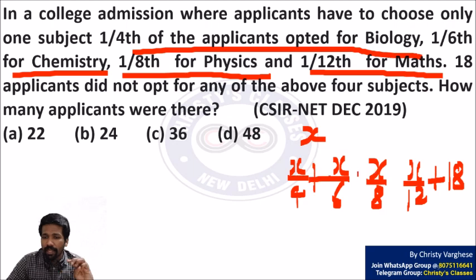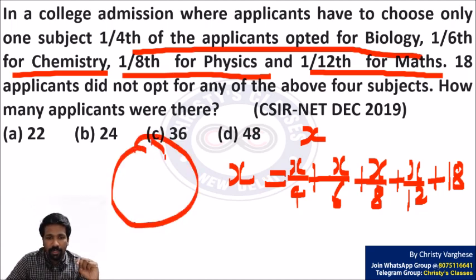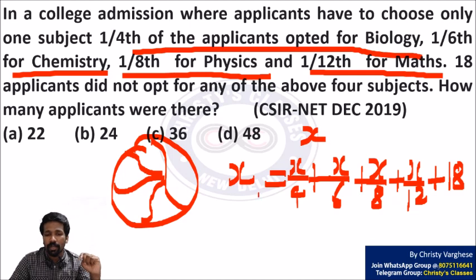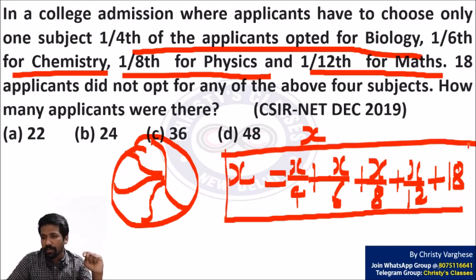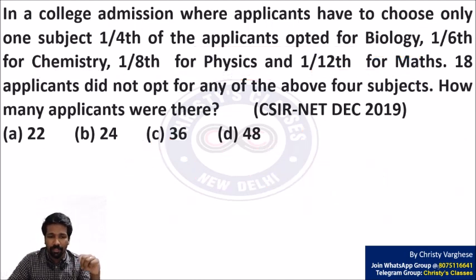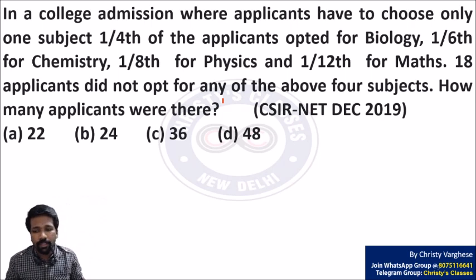Adding all these up, you should get the total x applicants, because you are taking x applicants and partitioning them into 5 groups: biology, chemistry, mathematics, physics, and no subject. So adding all those things, you should get the total number. Simplifying this equation, you will get the answer. That is the direct method, but that is time consuming. So we will focus on the elimination method in this question. All of you try this.